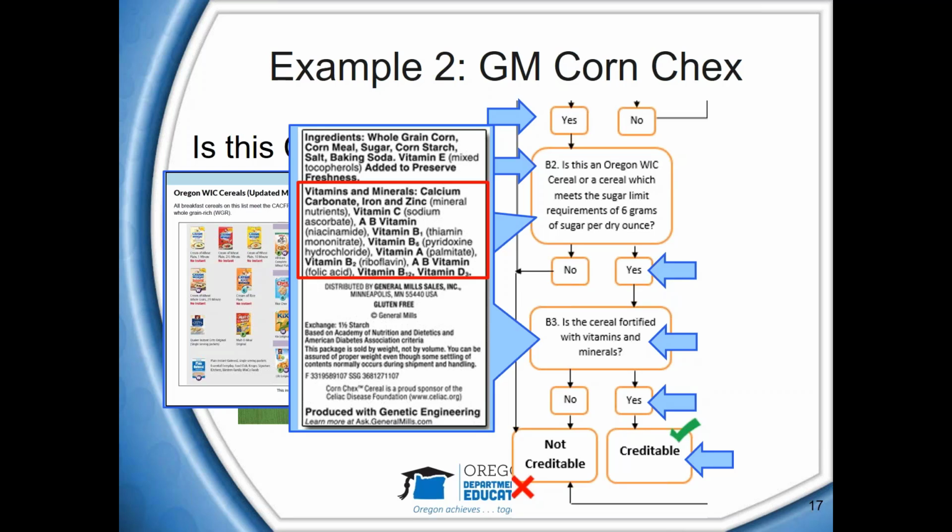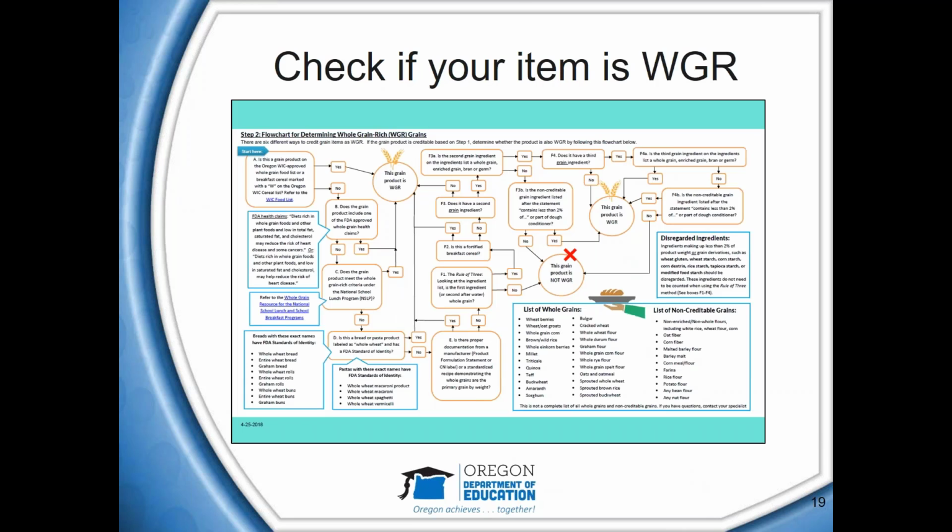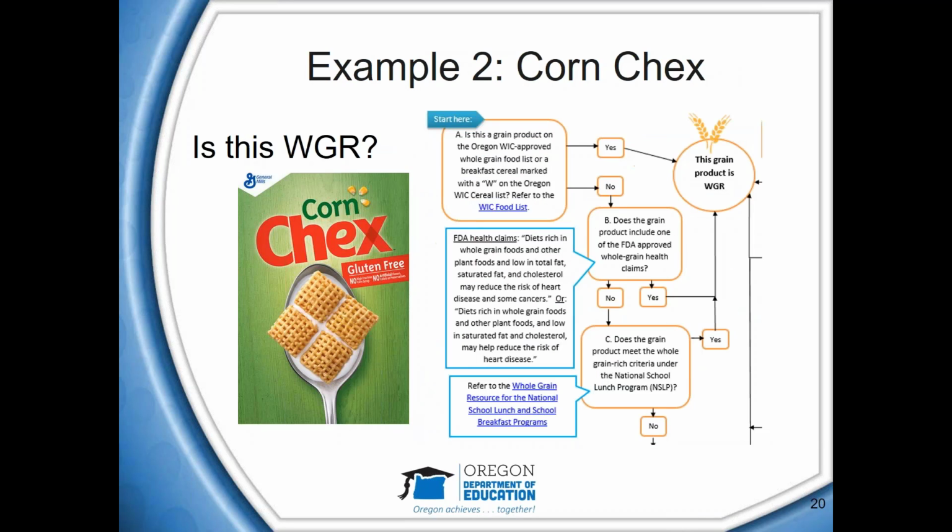Remember, even if a cereal meets the sugar limit requirements, it must also be fortified. If it is not fortified, you will also need to check the ingredient list to see if the first ingredient is enriched or whole grain before ensuring that it is creditable. So Corn Chex is creditable. Let's check to see if it's also whole grain rich using step 2 of the flowchart.